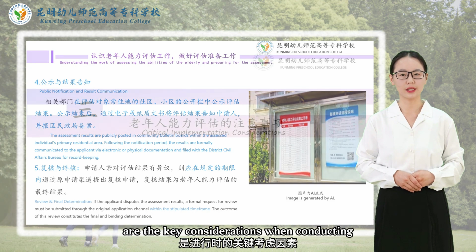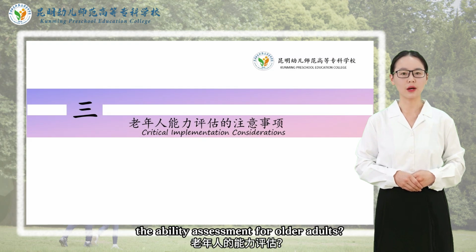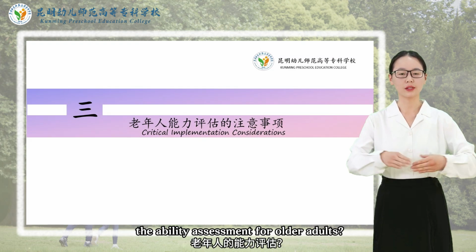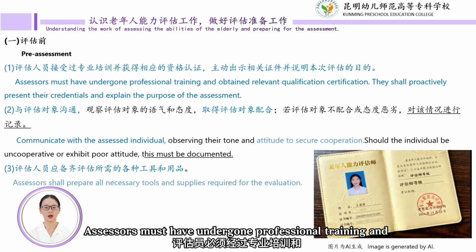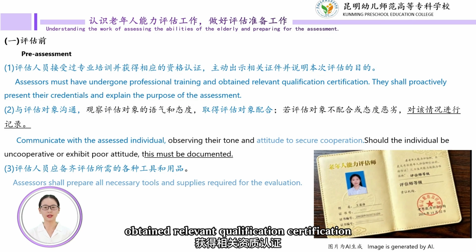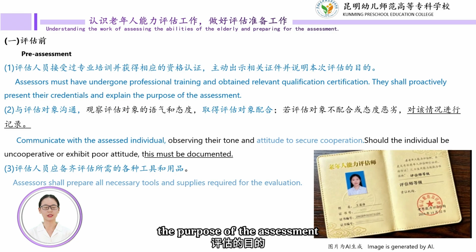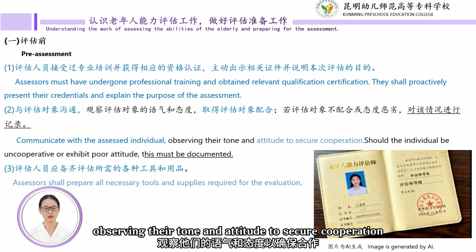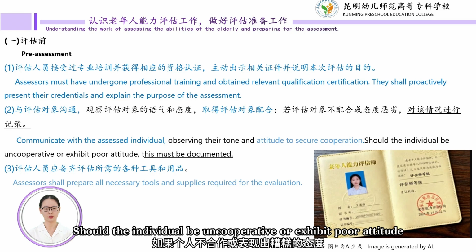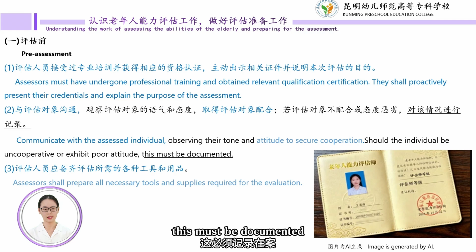What then are the key considerations when conducting the ability assessment for older adults? Pre-assessment: assessors must have undergone professional training and obtained relevant qualification certification. They shall proactively present their credentials and explain the purpose of the assessment. Communicate with the assessed individual, observing their tone and attitude to secure cooperation. Should the individual be uncooperative or exhibit poor attitude, this must be documented.